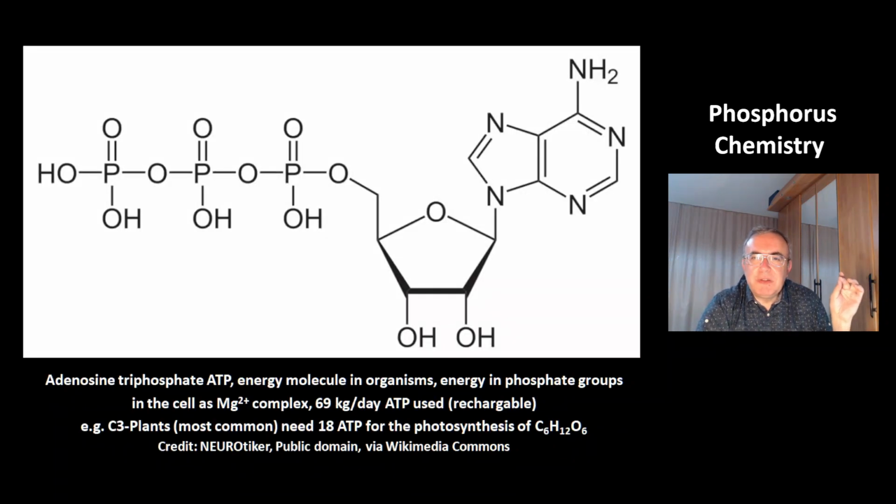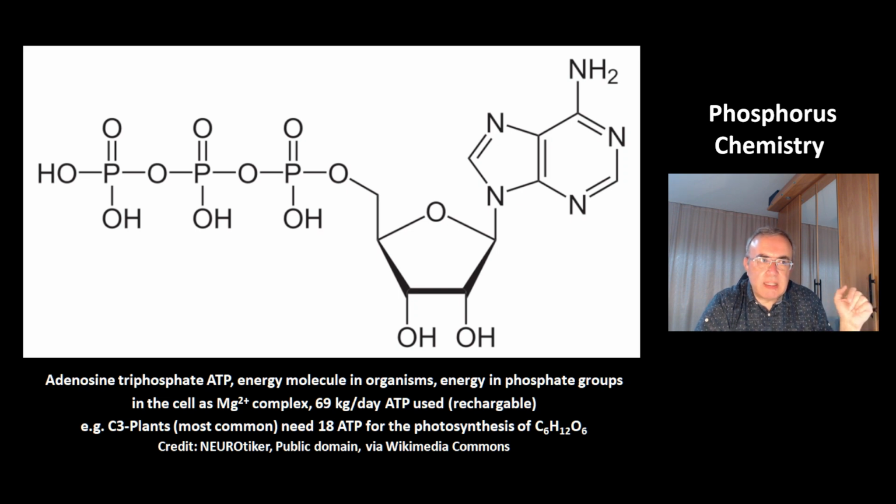This is the structure of the molecule ATP, adenosine triphosphate. This is the energy molecule in organisms. The energy is stored in the phosphate groups here. It exists in the cells as a magnesium complex. Every day, 69 kilograms of ATP is used. That's almost as much as the weight of the human body. So this means the same ATP molecule is recharged again and again many times.